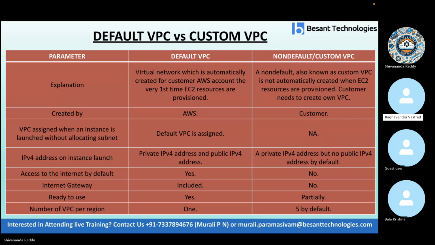You told something about 5, no? 5 VPCs, can you create? I mean, 5 custom VPCs we can create in one region, not all the regions. In one region 5. That means if I go for another region, another 5. Like this, one region 5 only we can create maximum. So in each region you can create 5 max. Correct. Okay.